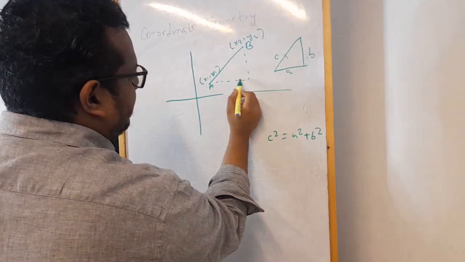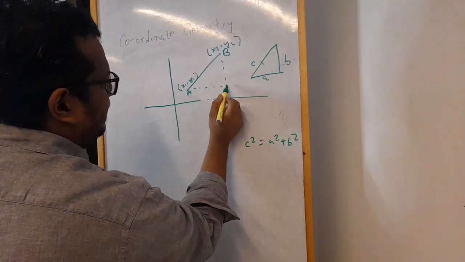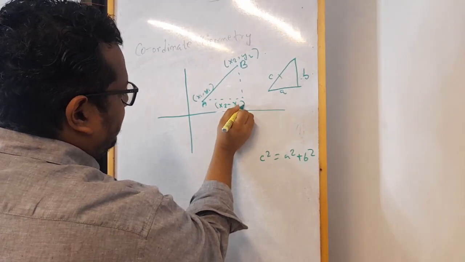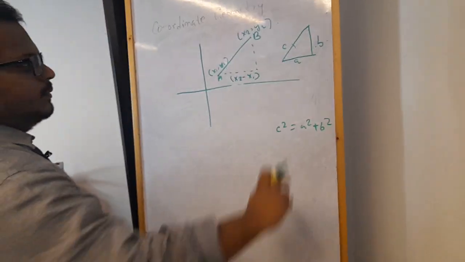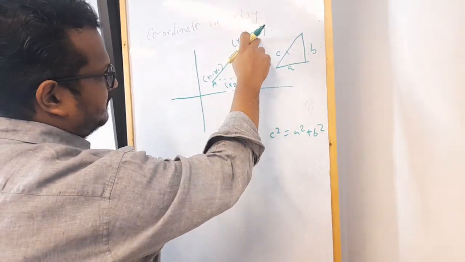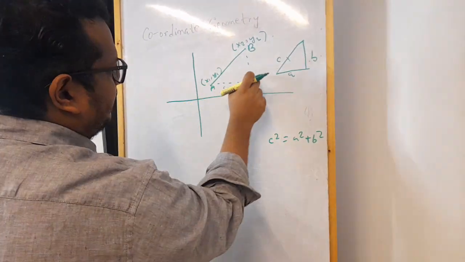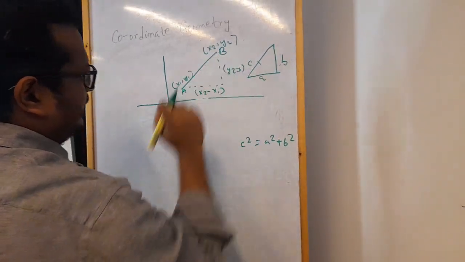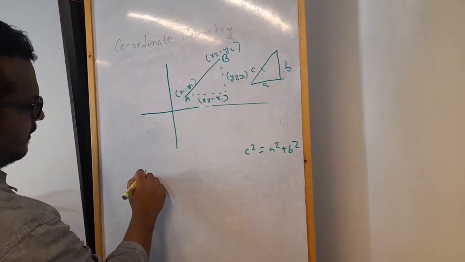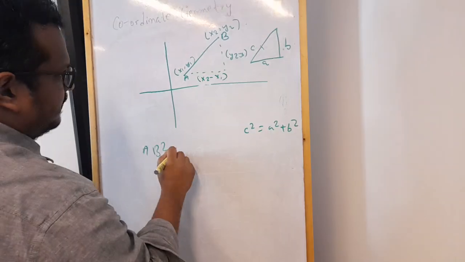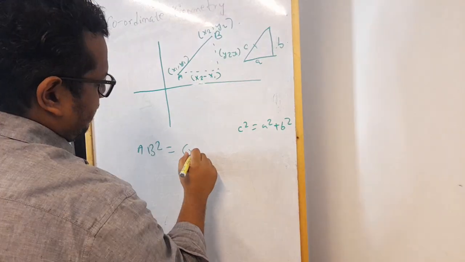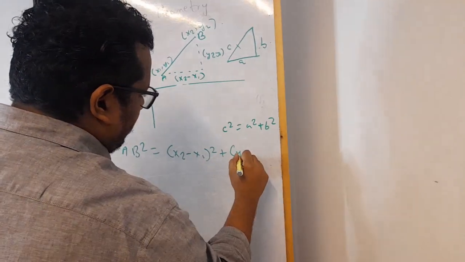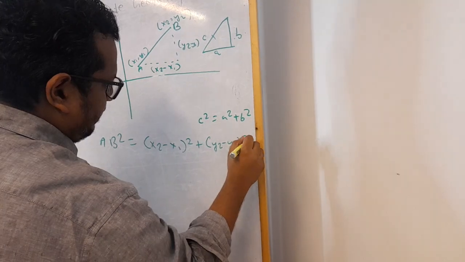This is a straight line, so it's the difference in the x-axis, so it's basically x2 minus x1, this part. And what is the vertical part? This is the difference in the y-axis. So this is basically y2 minus y1, this line. So this AB square would basically be (x2 minus x1) square plus (y2 minus y1) square.